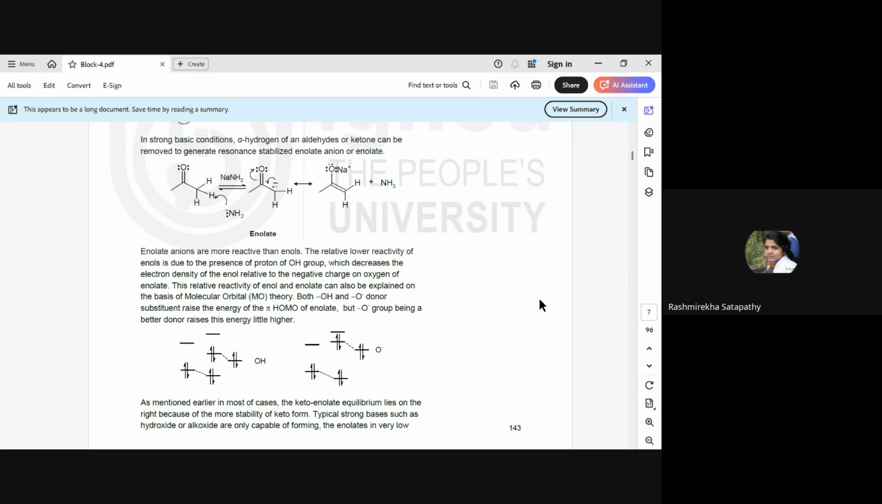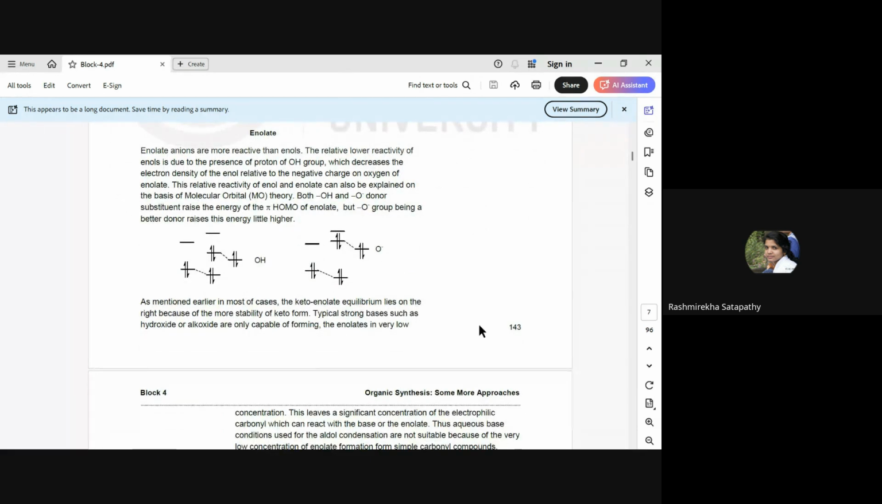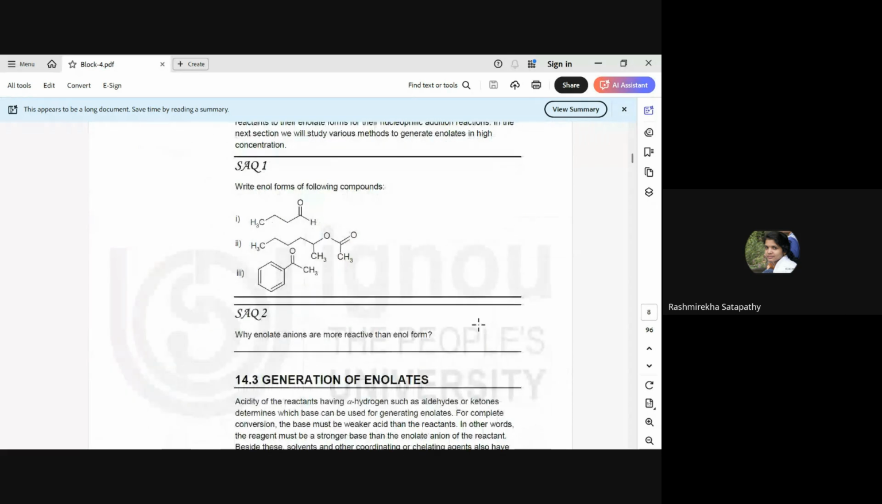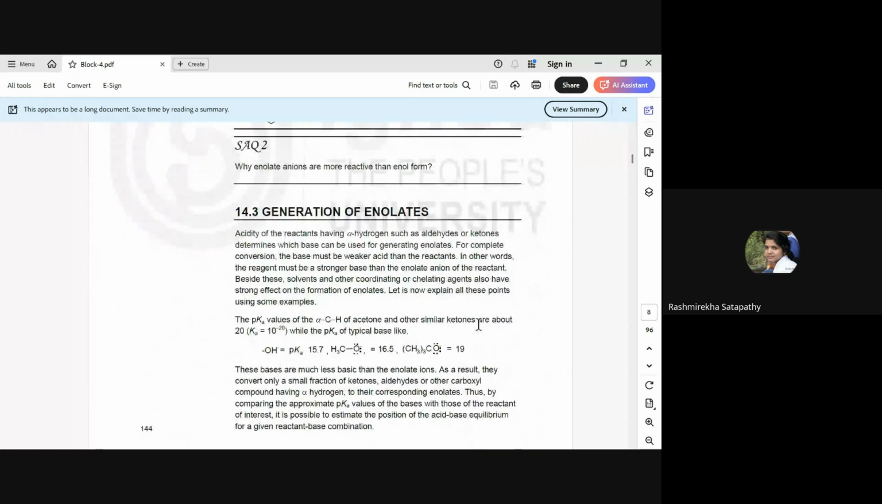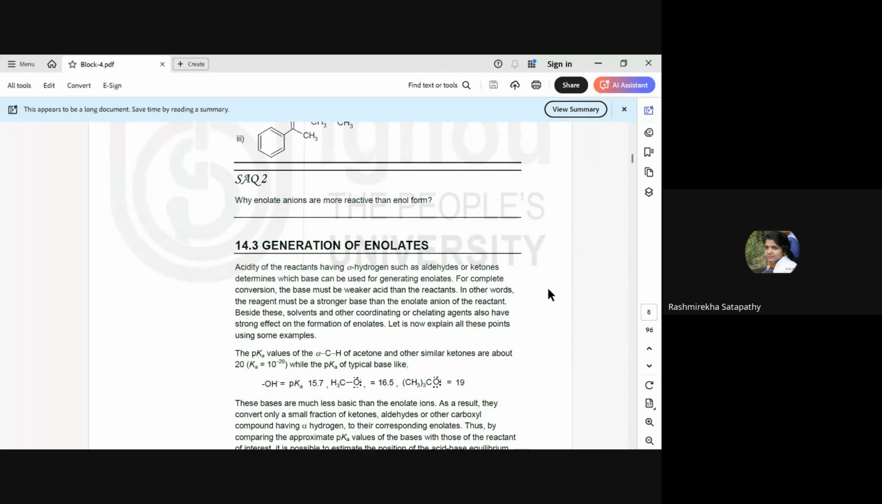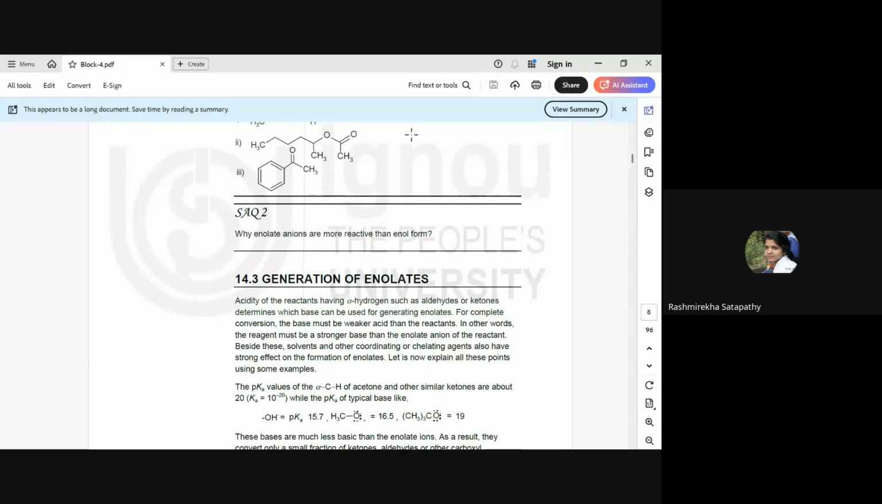The reactivity of enol and enolate can also be explained on the basis of molecular orbital theory. Both OH and O minus donor substituents raise the energy of the pi HOMO of the enolate, but the O minus group, being a better donor, raises this energy a little higher. So how are the enols formed from the keto form? It is the enol form, and enolate anions are formed. Enols are more reactive than the keto form, and the enolate anions are more reactive than the enol form.